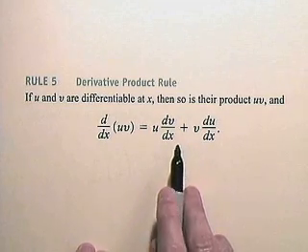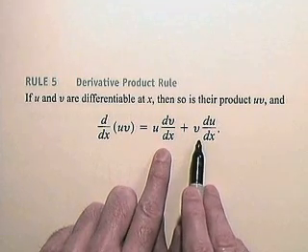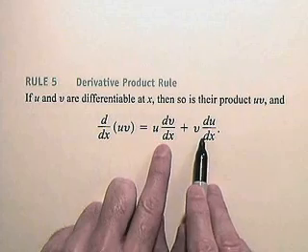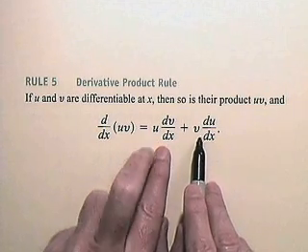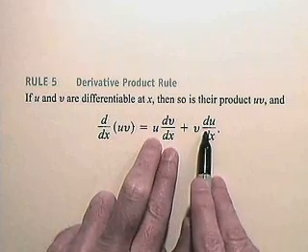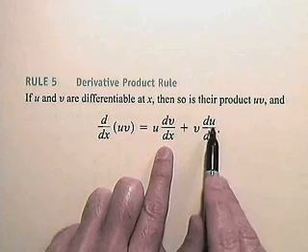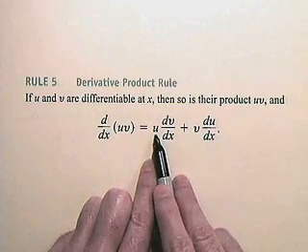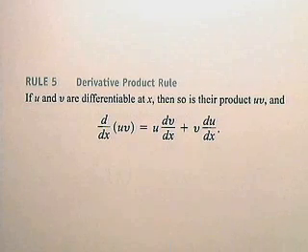In any case, notice you've got two terms, and in each of those terms, one of the factors got differentiated and the other one did not. And together, each one gets differentiated one of the times. Here the v got differentiated, here the u got differentiated, here the u was not differentiated, here the v was not differentiated. Okay, so that's a little tricky.